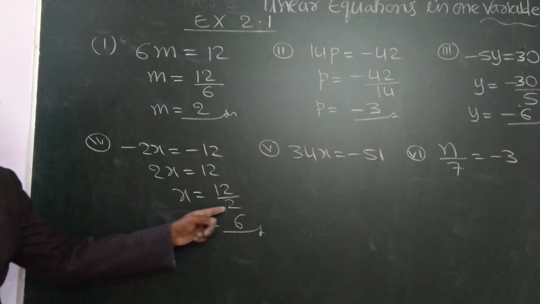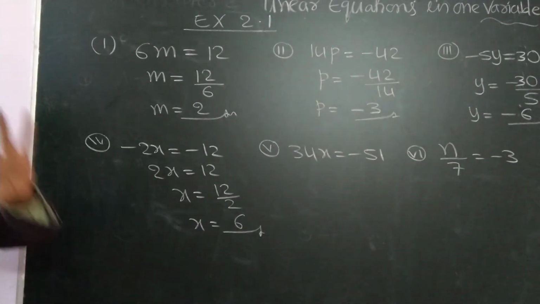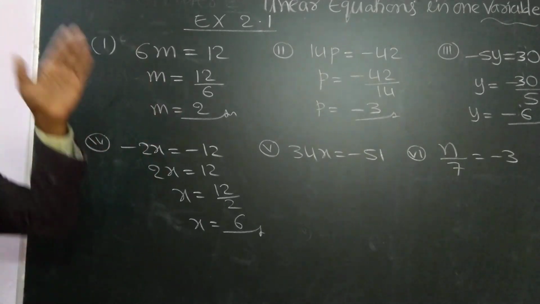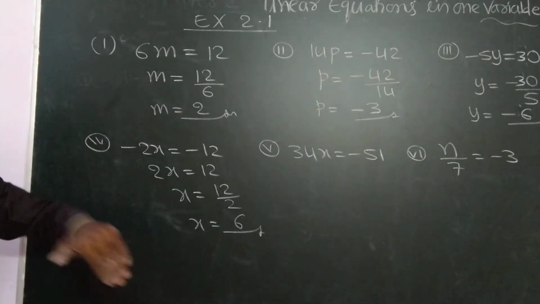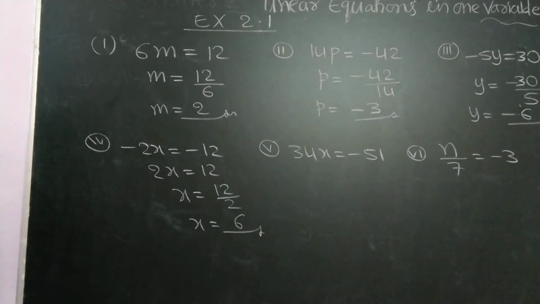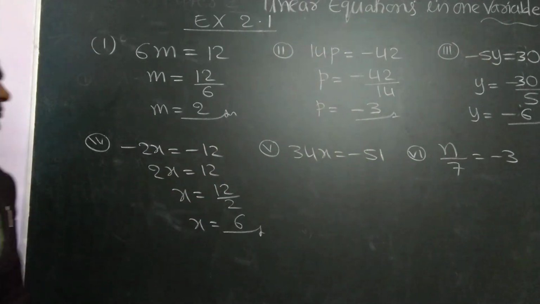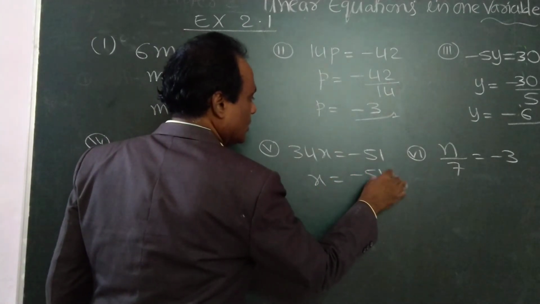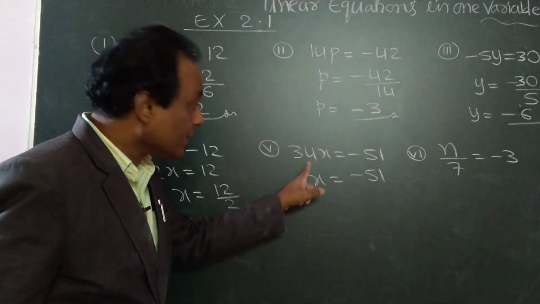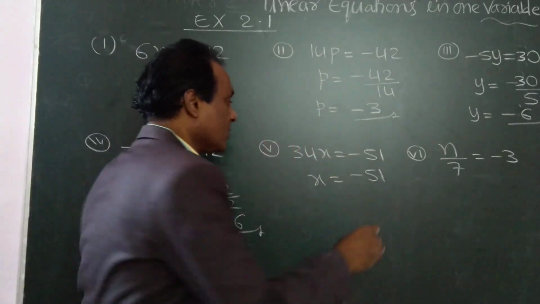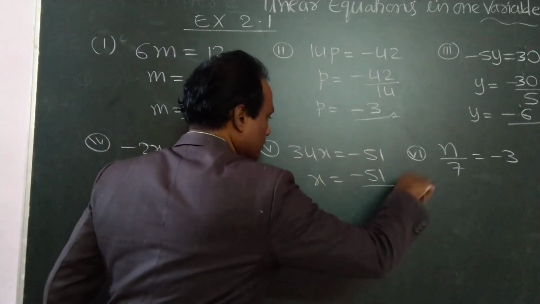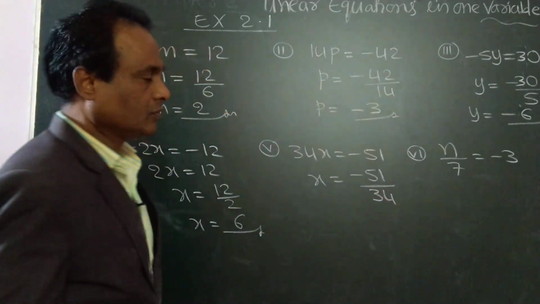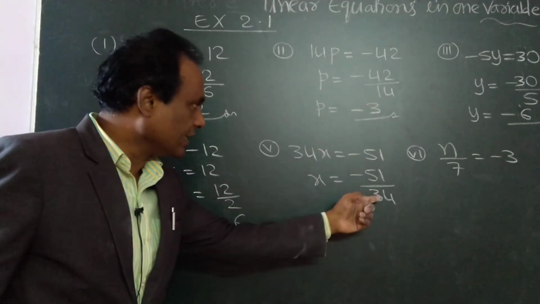Into means it will become division. I explained all 4 models: how to take plus, how to take minus, how to take into, how to take divide to the right side. I explained. Next problem. This is 34 into x. Into, when taken to the right side, will be the denominator.